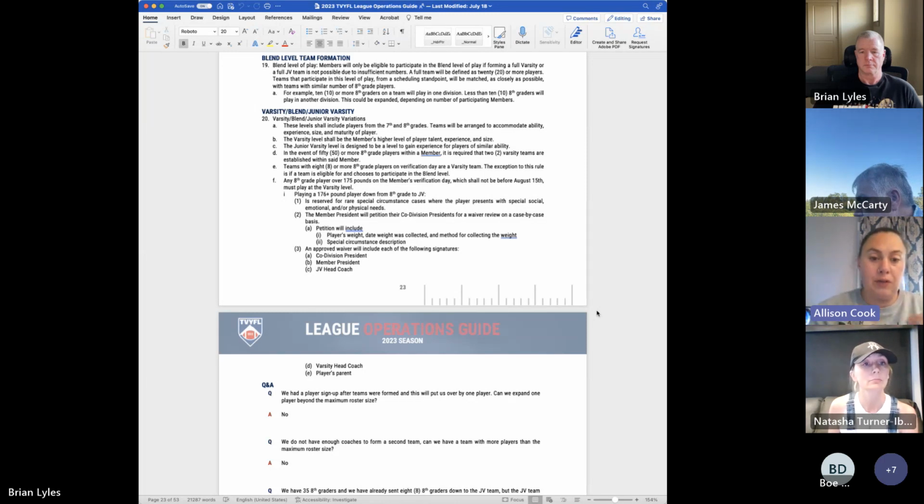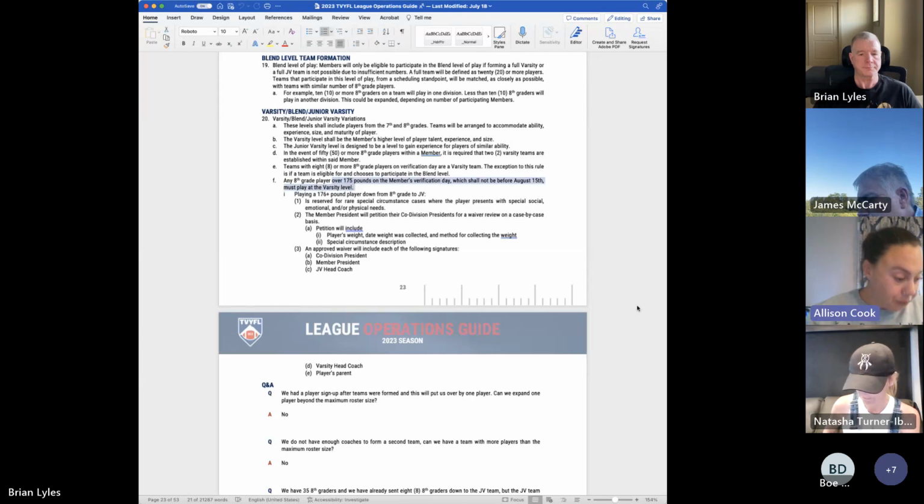The problem when you're forming a team is the rule that if you're over 175 pounds, you must play varsity. Is everybody understanding that? That would be the one big sticking rule there. And if you're lucky enough to have 50 or more 8th graders, you have 2 varsity teams at that point. That is a rule as well. Does anybody have any questions?